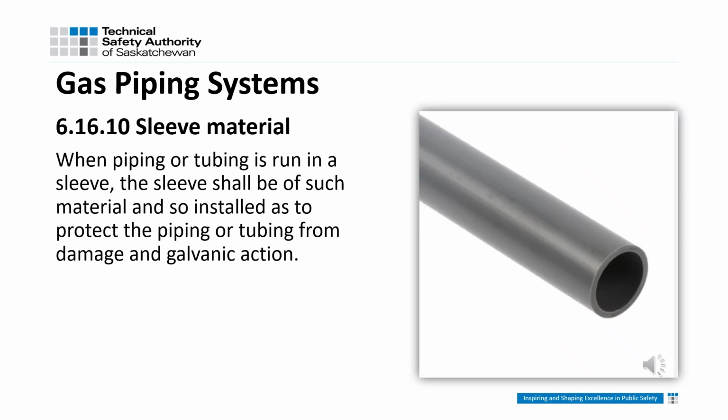6.16.10, Sleeve material. When piping or tubing is run in a sleeve, the sleeve shall be of such material and so installed to protect the piping or tubing from damage and galvanic action. Use a material that meets the protection requirements but is not a dissimilar metal that would cause corrosion and failure of the piping or tubing.